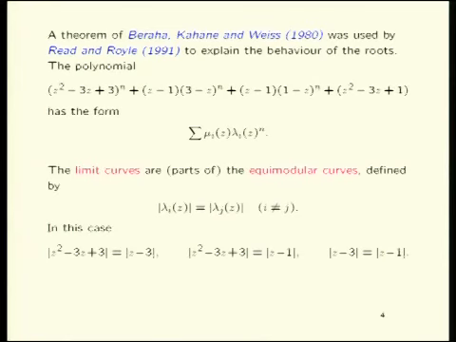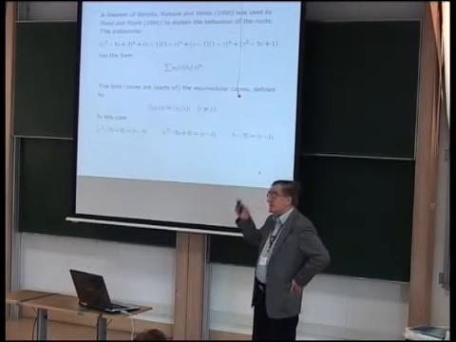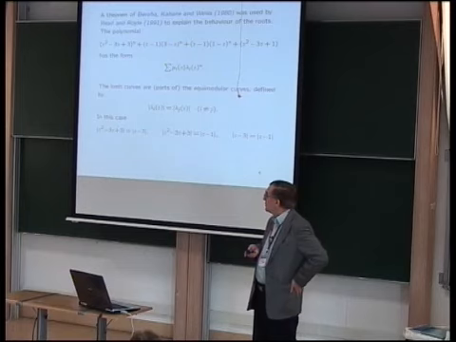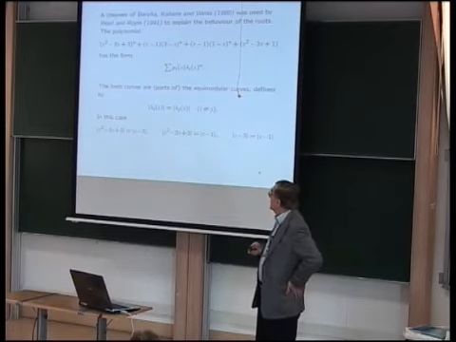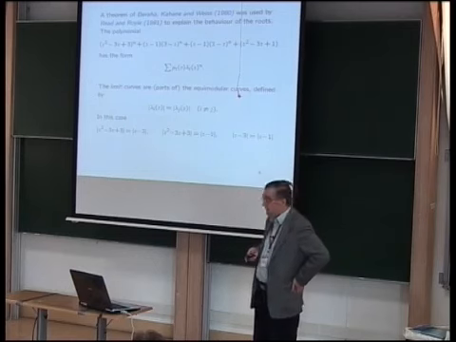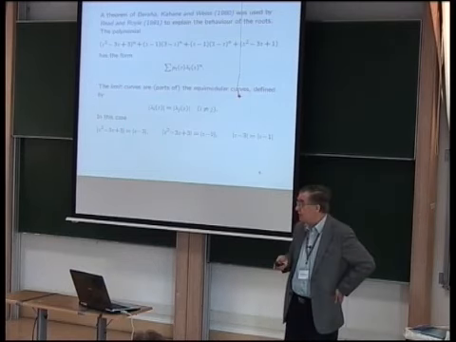First of all, the famous theorem of Beraha, Kahane, and Weiss that we've heard about many times, and in particular, Ron Read and Gordon Royle wrote a paper in which they pointed out that this polynomial is precisely of the form to which the Beraha-Kahane-Weiss theorem applies. In other words, it's expressed as some polynomials times some polynomials raised to the power n, a sum of such terms. And so in this case, the polynomials raised to the power n are z squared minus 3z plus 3, and so on and so on.